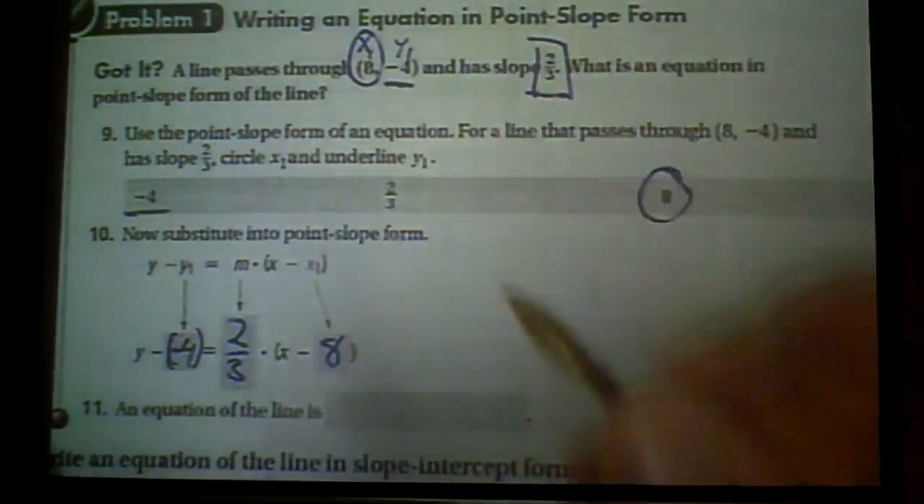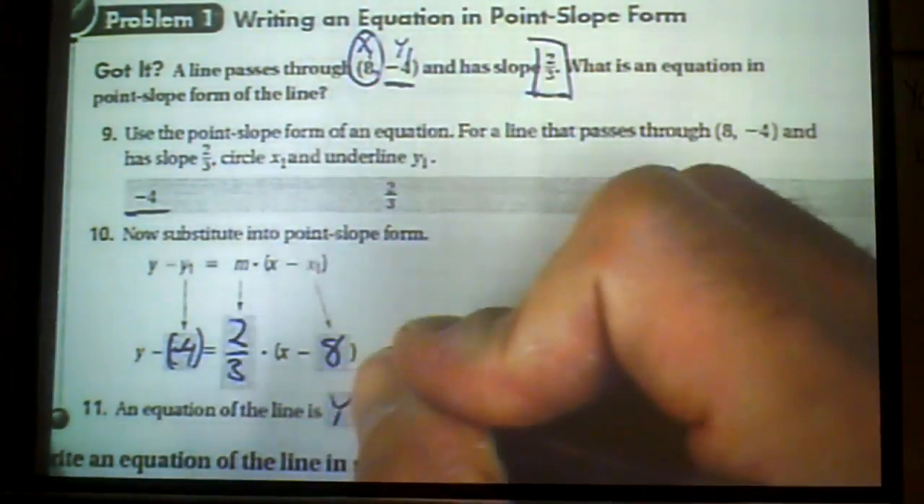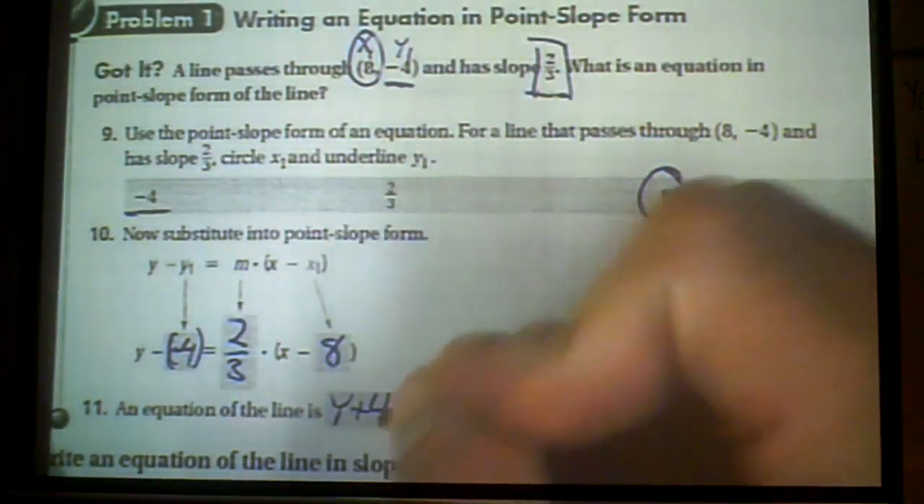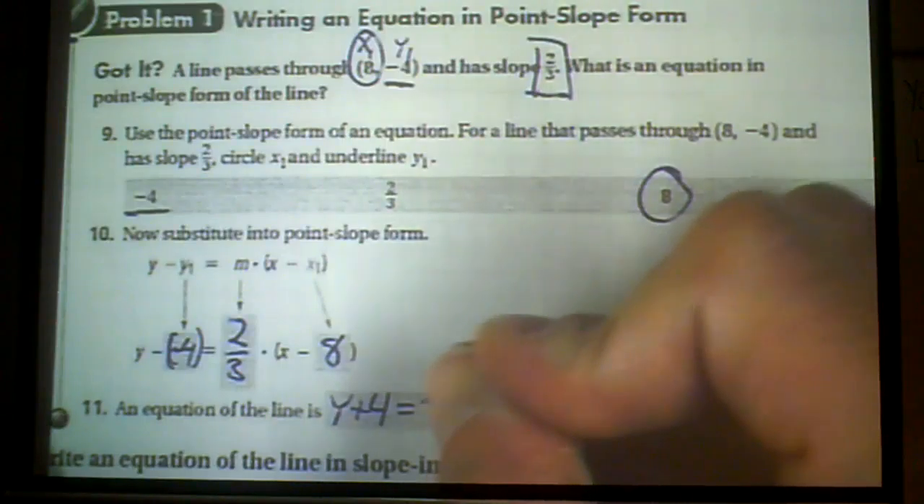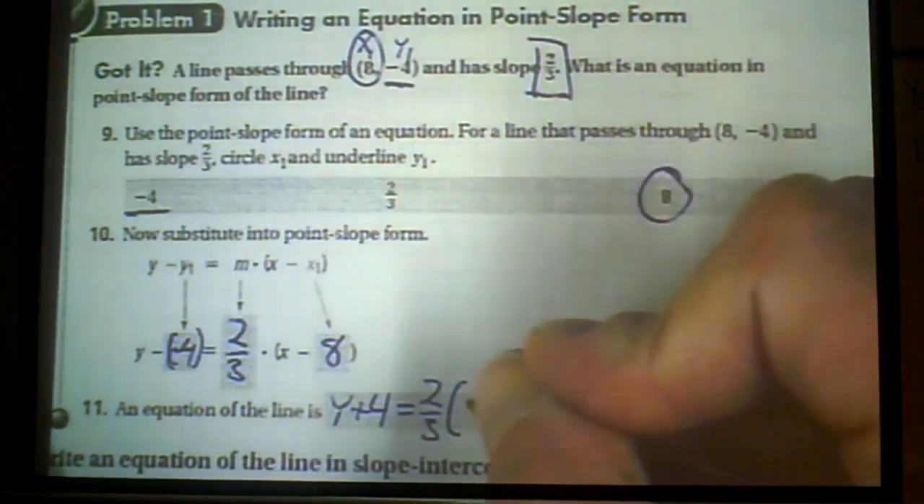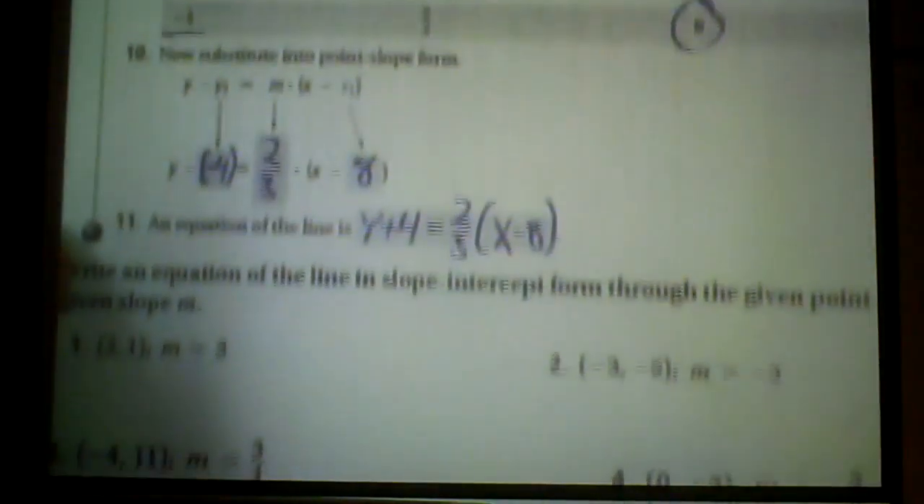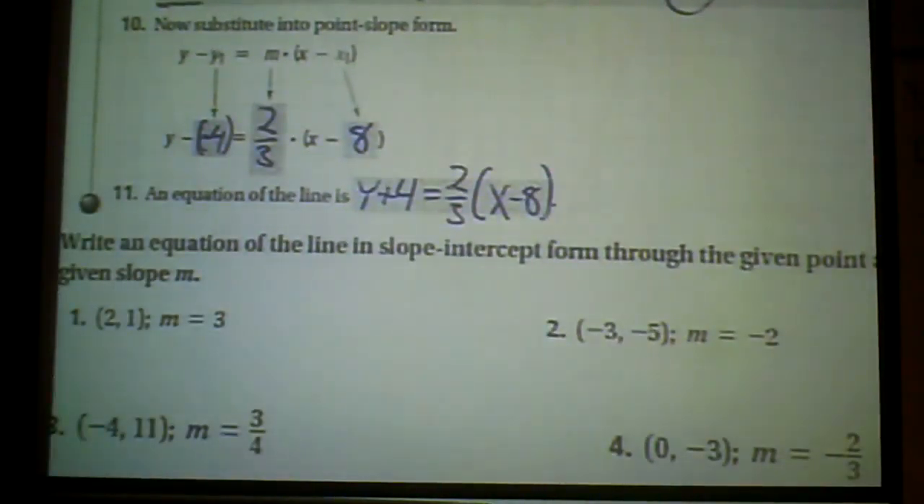So here's our equation of the line. This is y, and that's minus a negative 4, so that's y plus 4 is equal to 2/3 times parentheses x minus 8. Congratulations, we now have a line in point slope form. Next problem, we're going to show you guys how to do them.